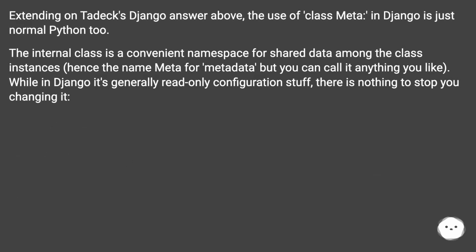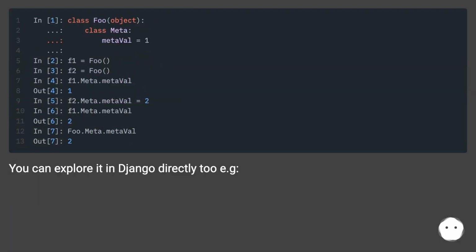Extending on the Django answer above, the use of class meta in Django is just normal Python 2. The internal class is a convenient namespace for shared data among the class instances, hence the name meta for metadata, but you can call it anything you like. While in Django it's generally read-only configuration stuff, there is nothing to stop you changing it. You can explore it in Django directly too, e.g.